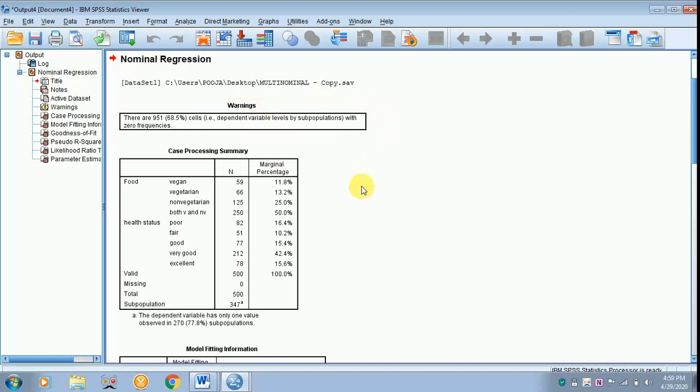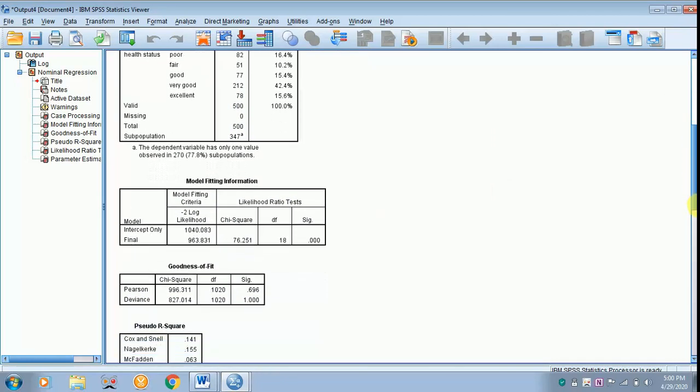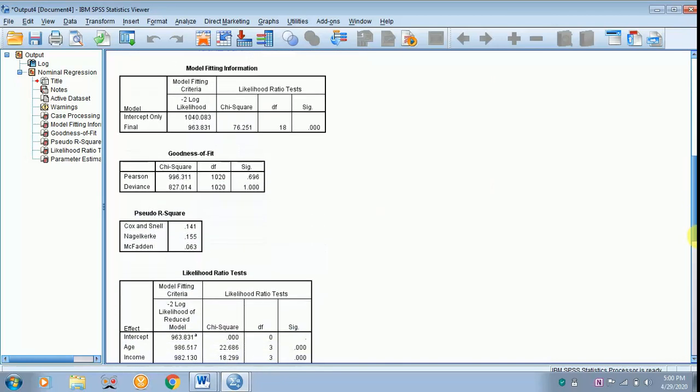Now next, in the food there are 4 categories as already stated, with their respective N and the marginal percentage. The health status is categorized into 5, from poor to excellent, with the respective marginal percentage. So the total sample size is 500. There's nothing missing. You can just scroll down after explaining the marginal percentage, that is easy.